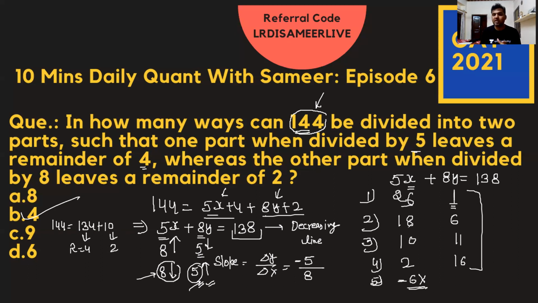So similarly, by putting the value of x and y in 4 different ways, you will be able to divide 144 into two such parts, following these two conditions, in 4 ways. This option B is the correct answer to the question. So this is from the integral solution of linear equation.